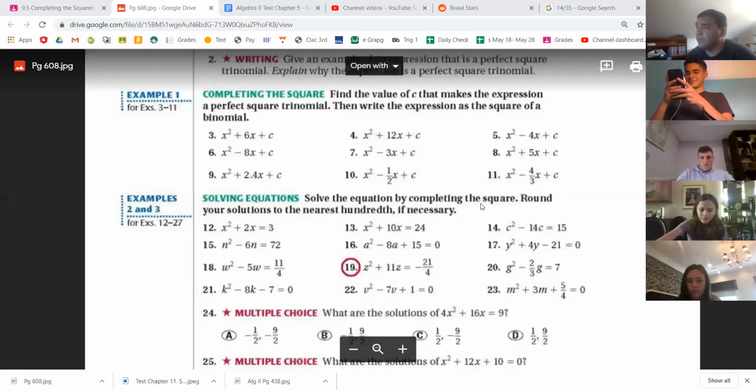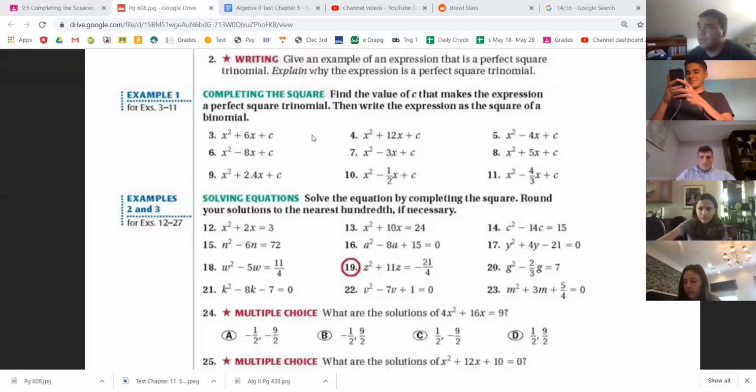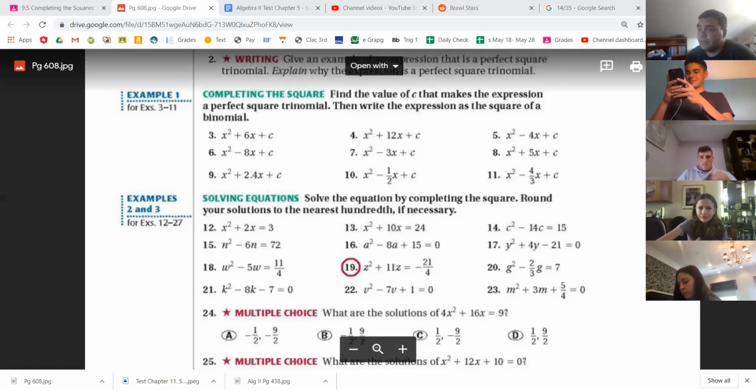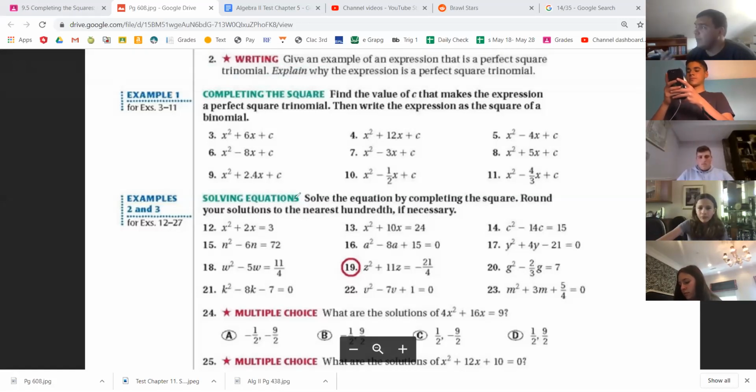Which is the same page as before. So if you print anything out, it will be the same. All right, so today we're going to do 12 to 17.